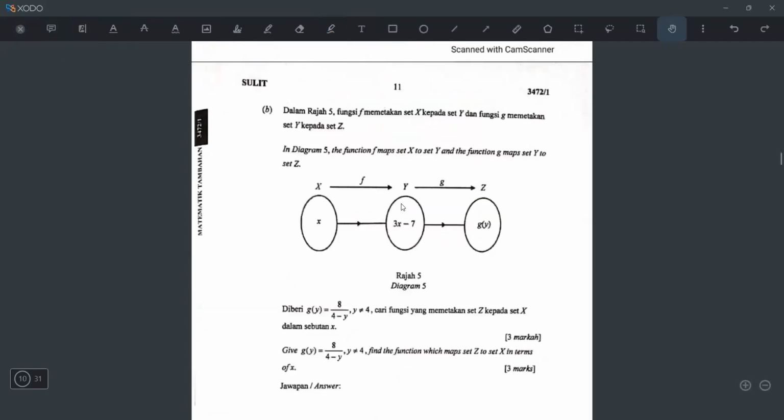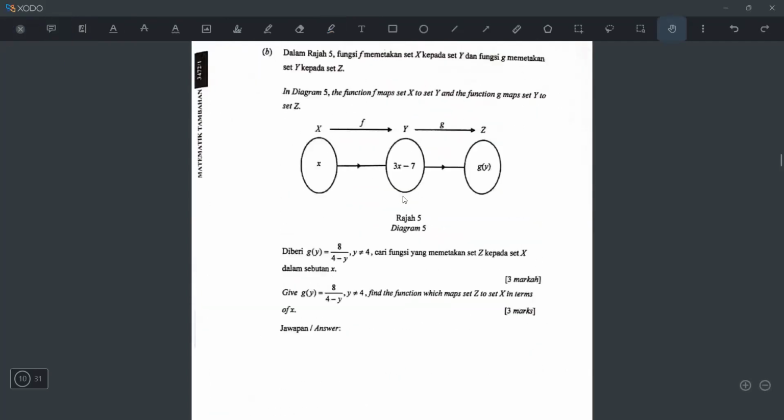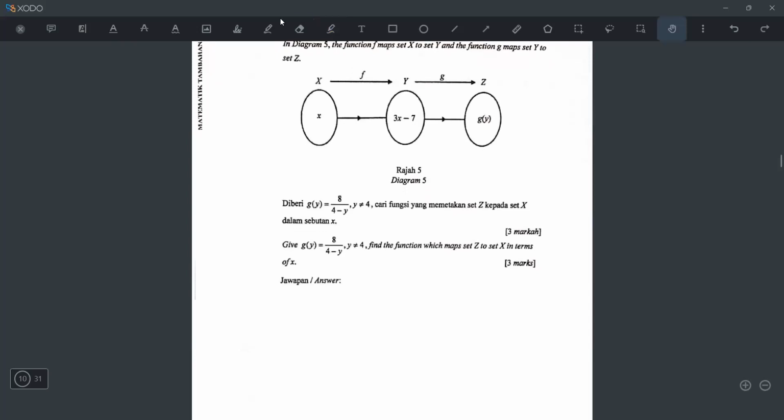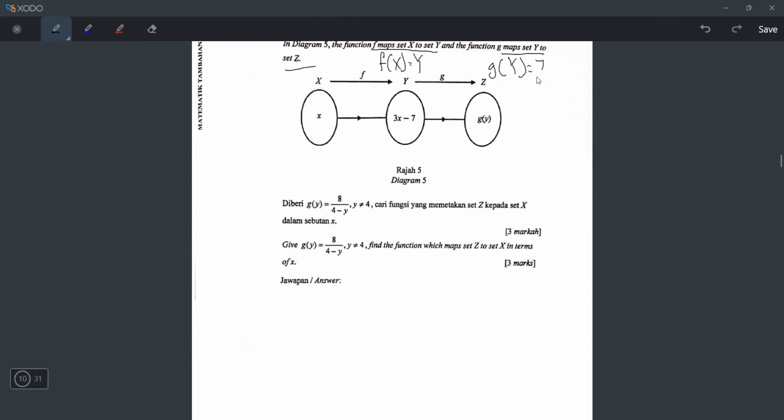Okay. Next question will be question B here. In diagram 5, the function f maps set x to y, so I will write f x equals y. Function g maps set y to z, so I'll write g y equals z. Given that g y is 8 over 4 minus y, find the function which maps set z to x in terms of x.